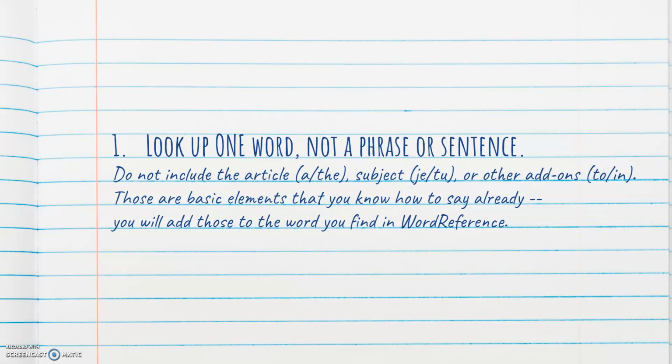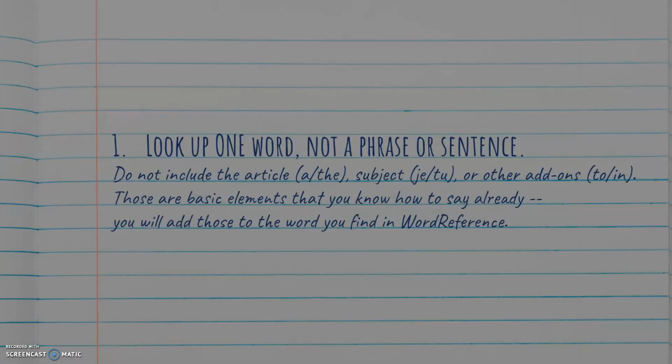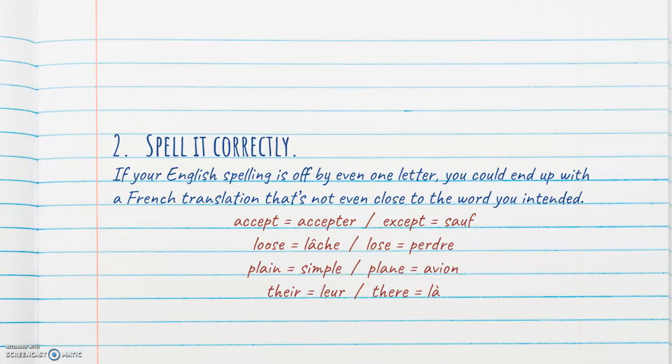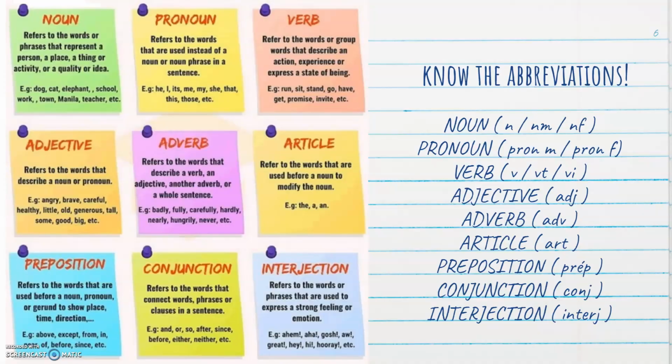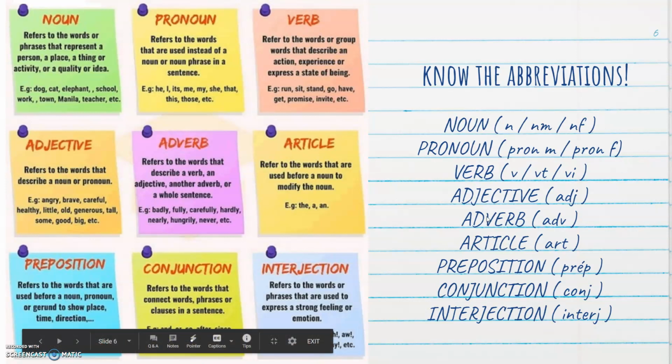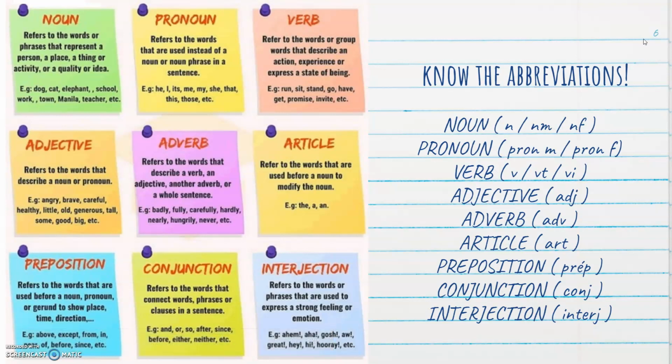So the first thing we said is that you're going to look up one word at a time. You're not going to add in any of those extra little bitty words because those are things that you know how to put in. We said that you need to spell it correctly because if not, you're not going to get the right word. We said that you need to understand how the word is being used in terms of what part of speech it is. So think about what function that word has in the sentence, and then you need to reference the appropriate abbreviation that WordReference is going to use to refer to that.